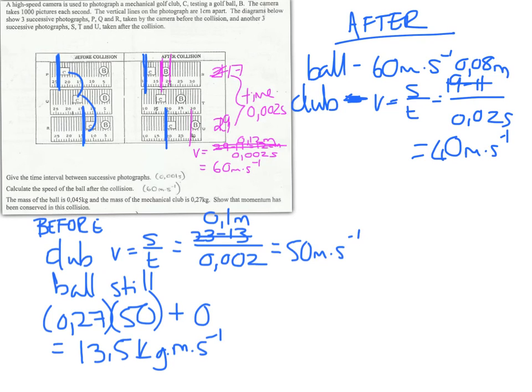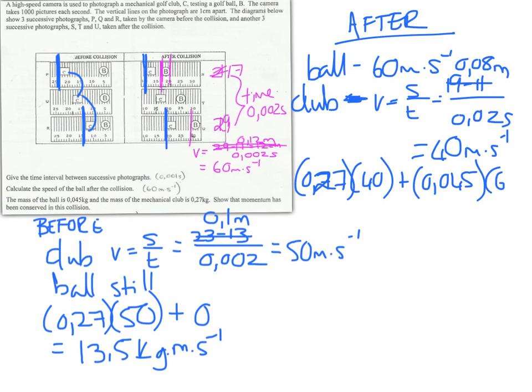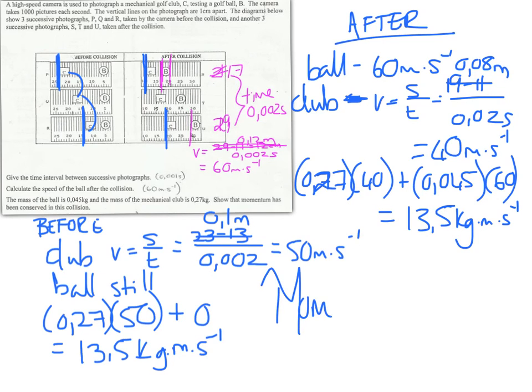And therefore, if I'm calculating the momentum, I have got total momentum of the club is 0.27 multiplied by 40, plus the ball 0.045 kilograms multiplied by 60, and I land up with 13.5 kilogram meters per second, which is just wonderfully idyllic, and therefore momentum was conserved.